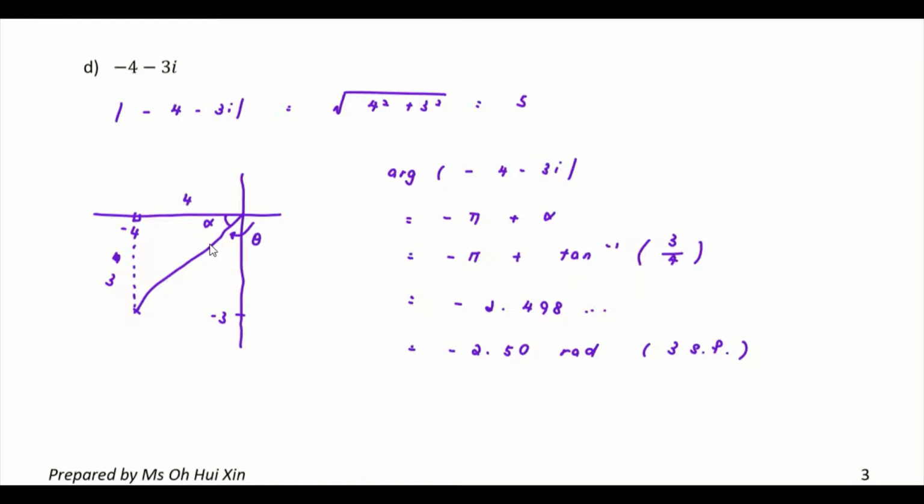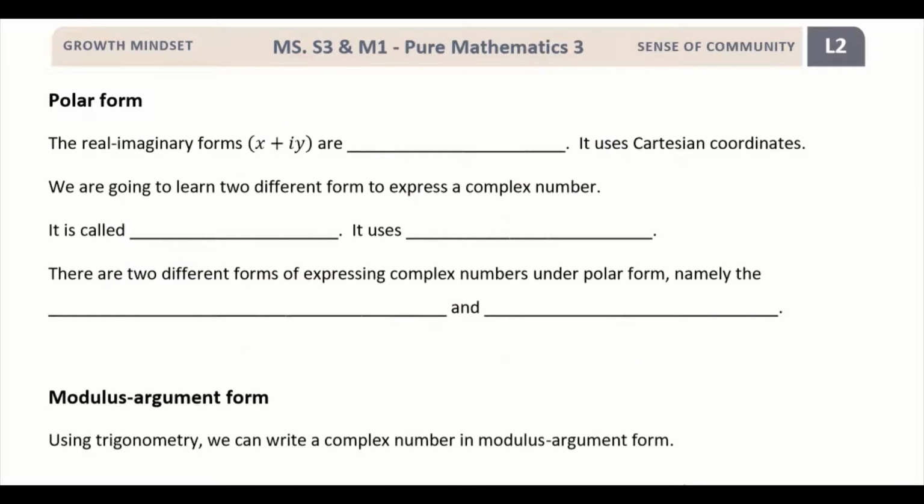Alright, so now let's look at the next part of the notes. Okay, so this is the main point of the lesson, where we express our complex number in polar form. Okay, so the real imaginary form x plus iy is actually called the Cartesian form. So when we represent it in a diagram, we use the Cartesian coordinates.